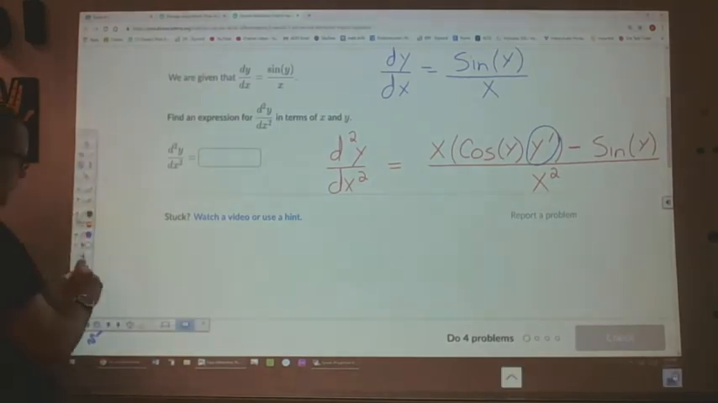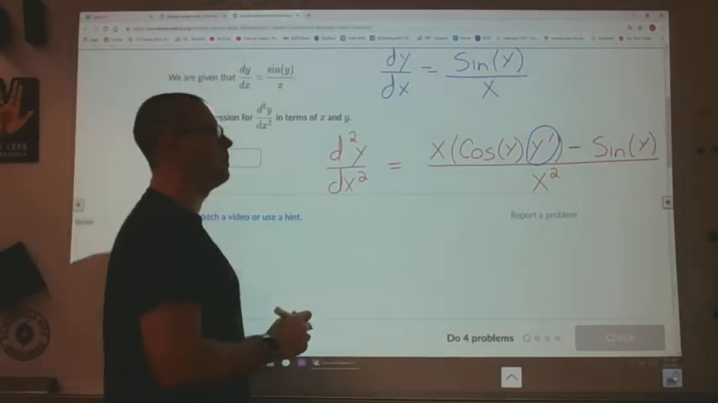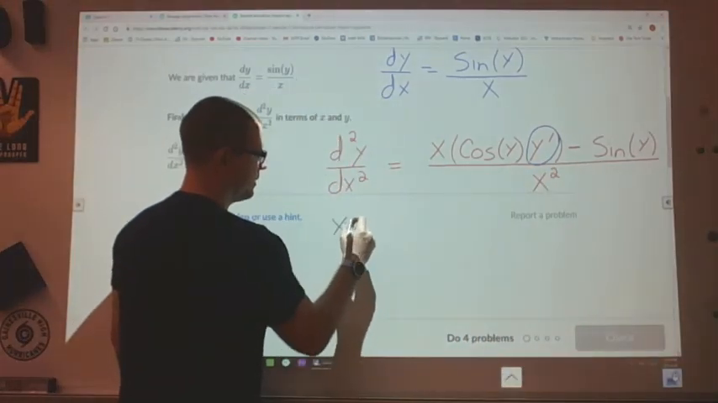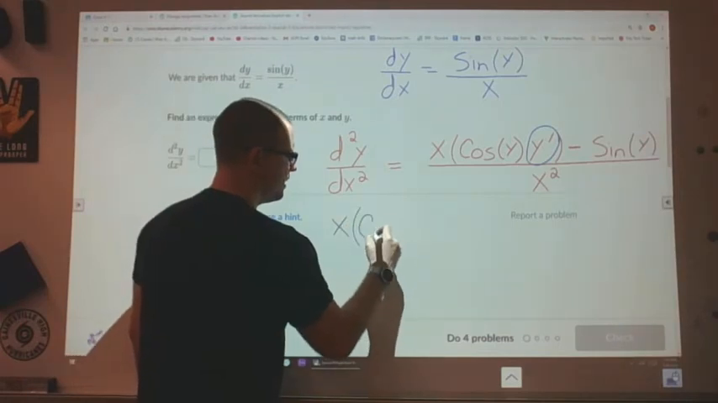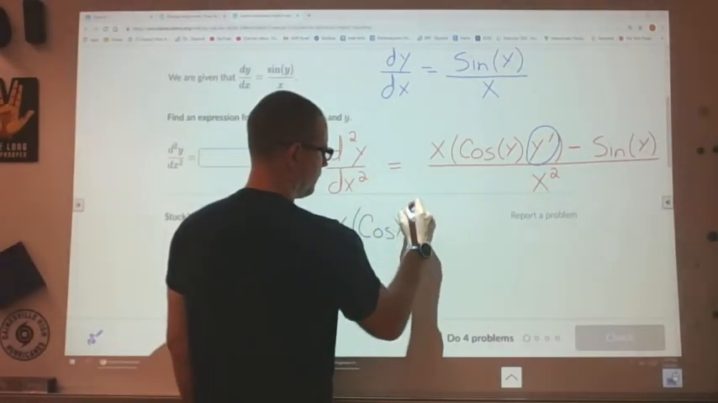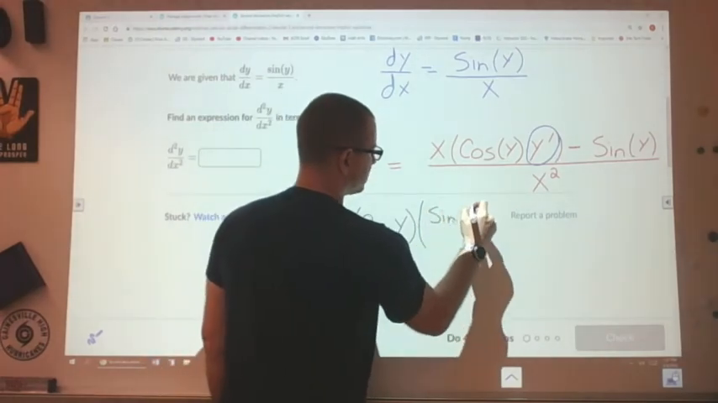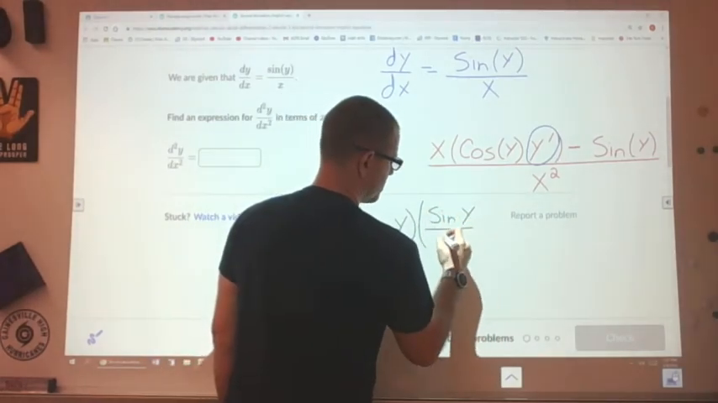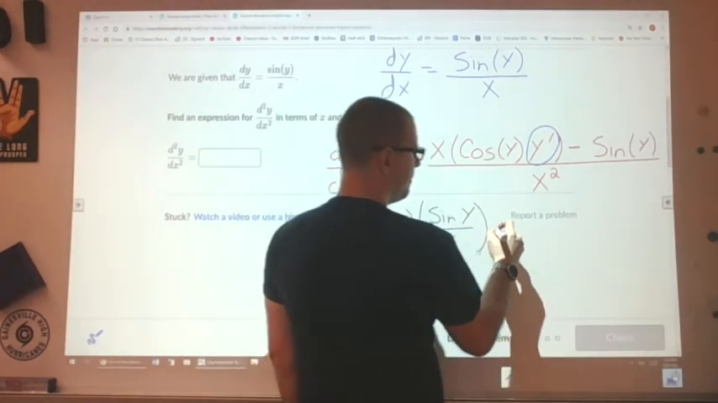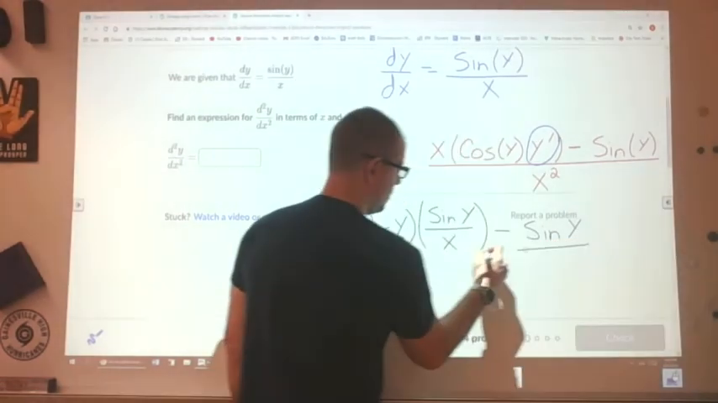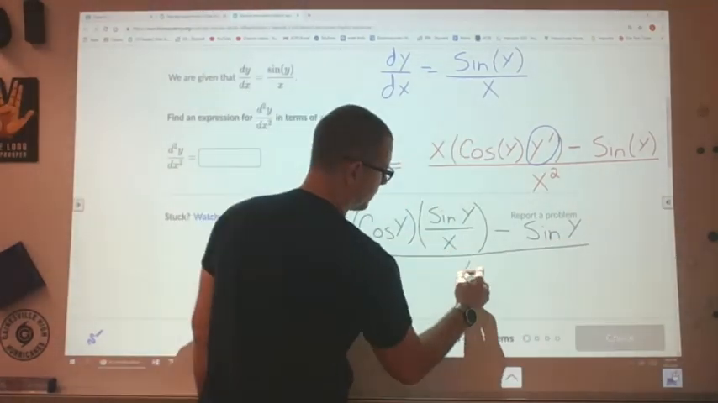So here's the fun part. Here's where the algebra comes in. So we're going to replace y prime. So we have x times the cosine of y times the sine of y over x minus the sine of y all over x squared.